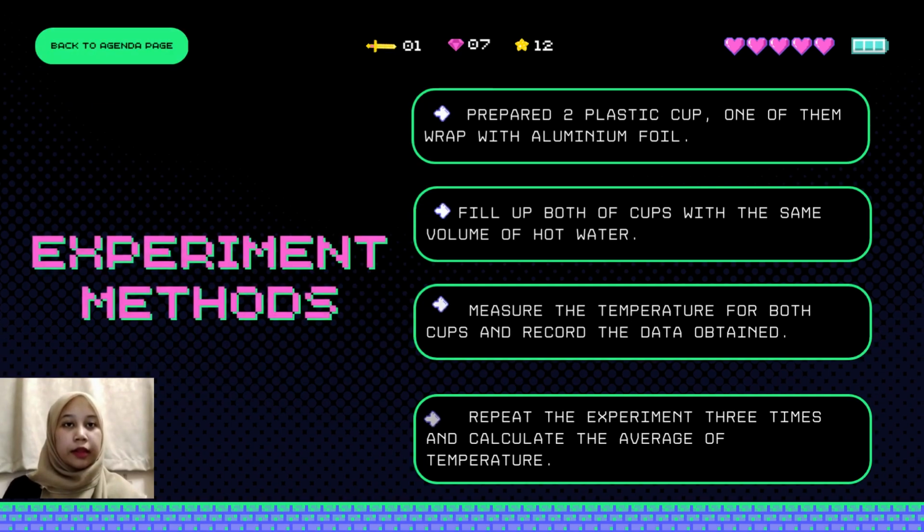For the experiment method, the first step is to prepare 2 plastic cups with one of them wrapped with aluminium foil. Next, we fill both cups with the same volume of hot water. Then we measure the temperature of both cups and record the data obtained. The experiment is repeated 3 times and we calculate the average temperature.